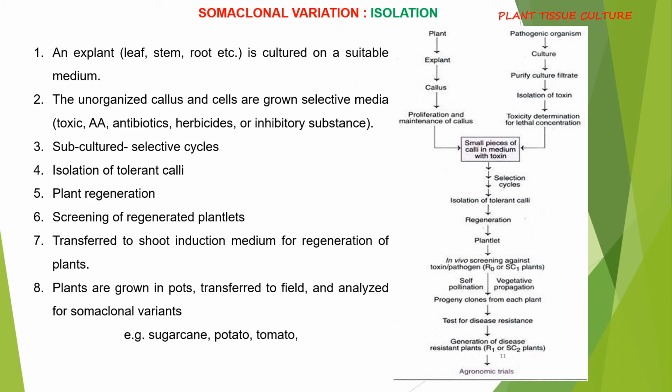Steps to isolate somaclones by using selection pressure. In this method, the explants are first cultured in normal nutrient media to induce callus cultures. The calli are maintained by subsequent subcultures to increase biomass. These calli are then inoculated into media containing selection pressure, which could be antibiotics, herbicides, toxins, etc.